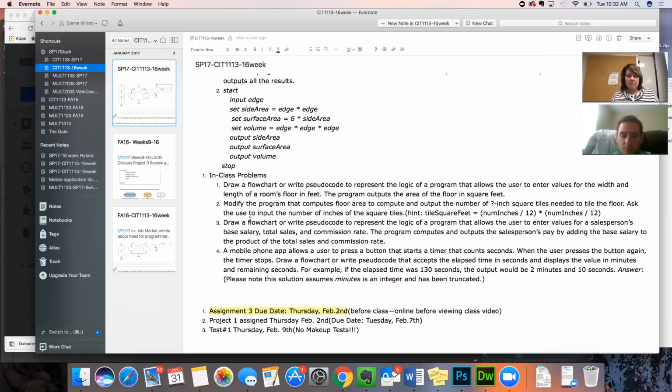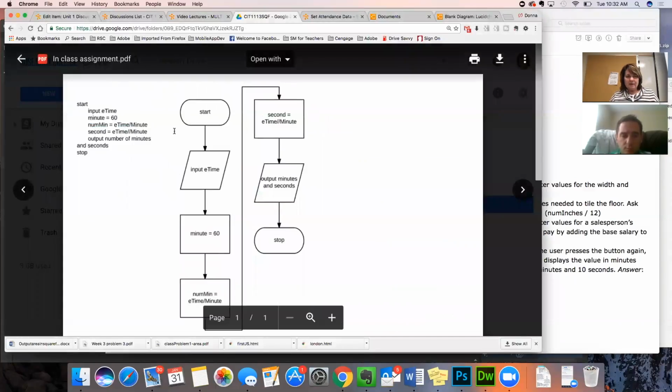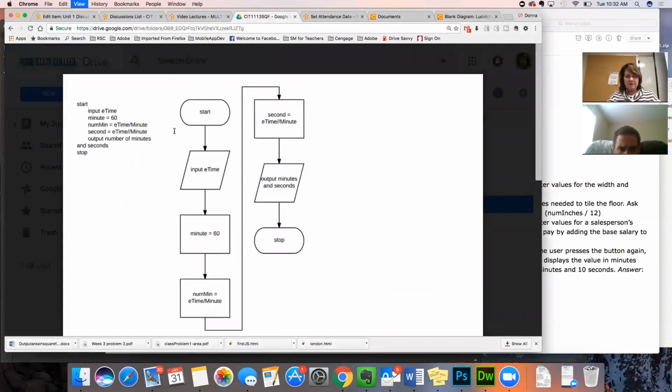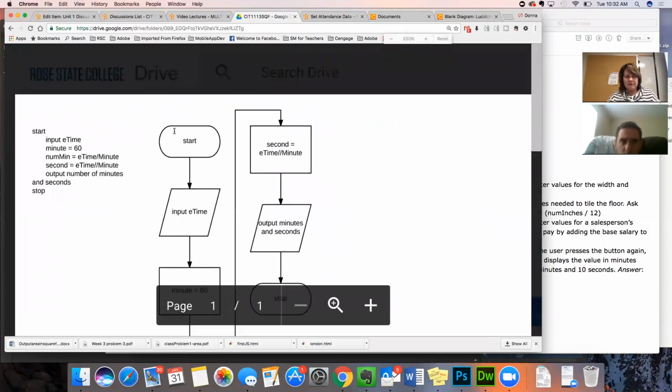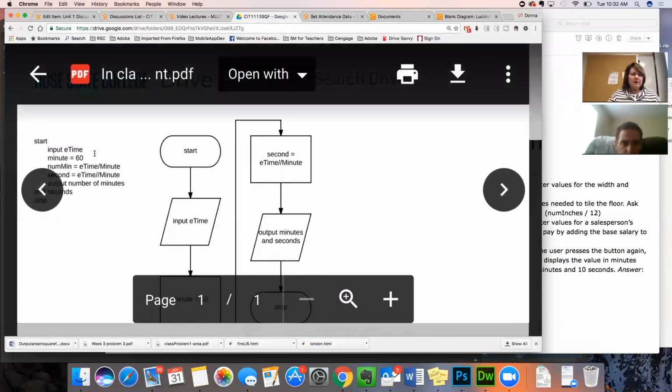Okay, so what he did, and I think, tell me, Dylan, if yours is any different, it'll be about the same. Input E time, which is just a variable we used to represent elapsed time. We ask the user for how many seconds altogether. Then we make 60 a constant, which means throughout this whole problem, minute will be 60. I would normally want minute to be all caps, but it's not incorrect.